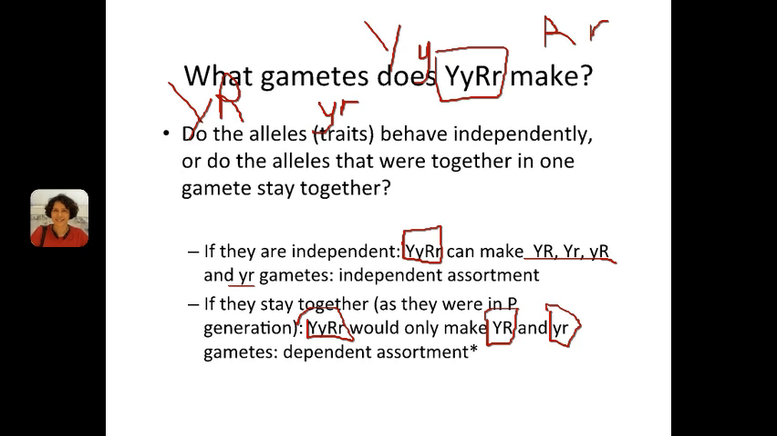I'm going to give away the answer. The answer is that assortment is independent. So the Y's and the R's can separate independently from each other, and it is the first situation that happens. The individual can make 4 different kinds of gametes: in this case, big Y, big R; big Y, little r; little y, big R; and little y, little r.